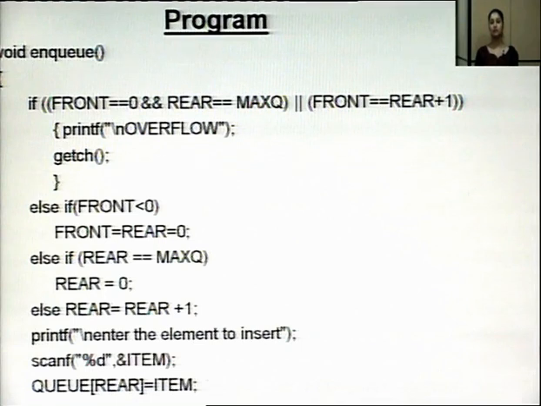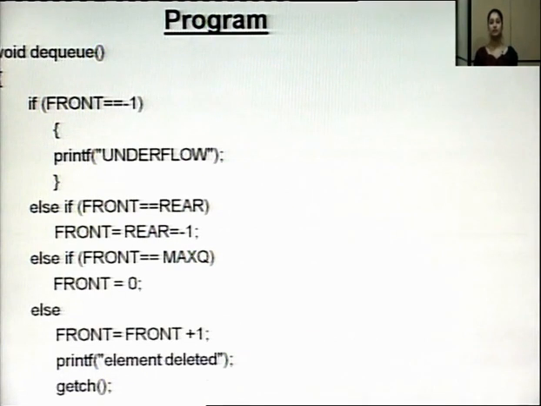Else if rear is equal to the maximum value, if the value of rear becomes maximum but the value of front is not 0, in that case I set the value of rear equal to 0. Else, the last condition: if all the above conditions are not satisfied, then I just increment the value of rear by 1, that is rear equals rear plus 1. After that I insert the element. I get the element from the user which they want to insert. For this I use the statement scanf("%d", &item), and that item is put into the queue.